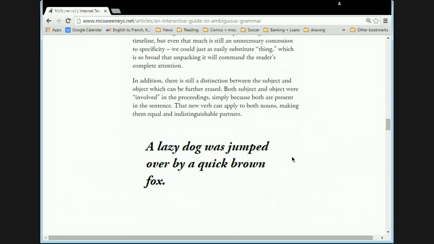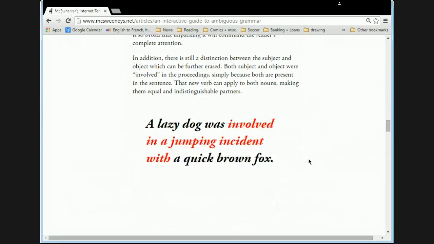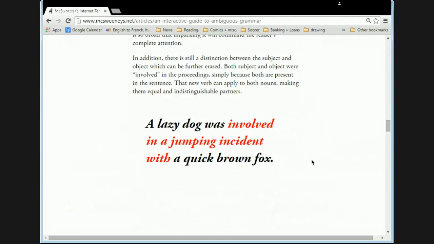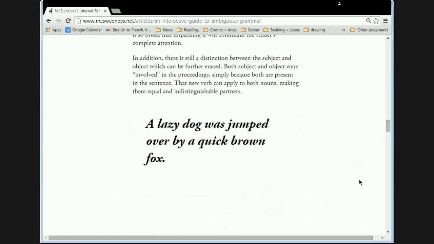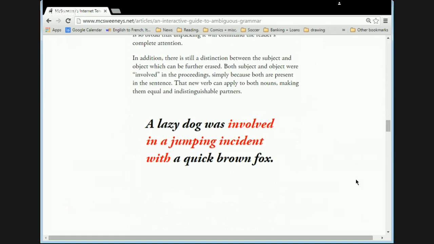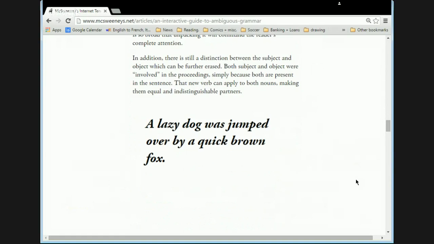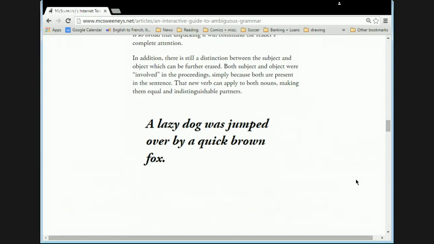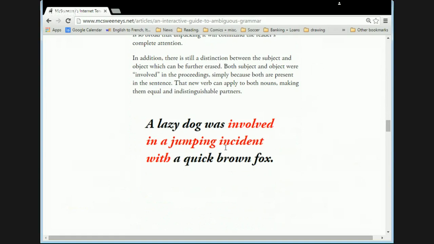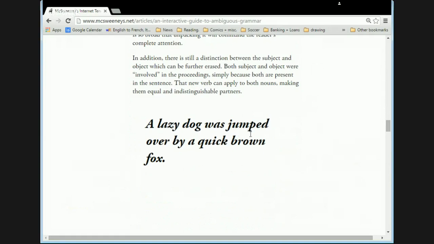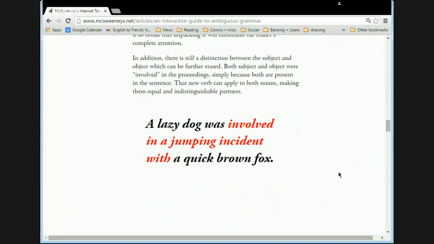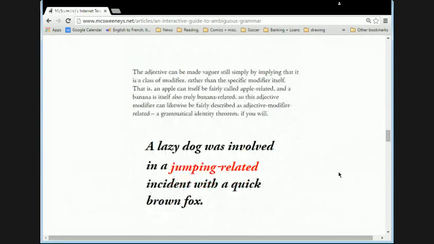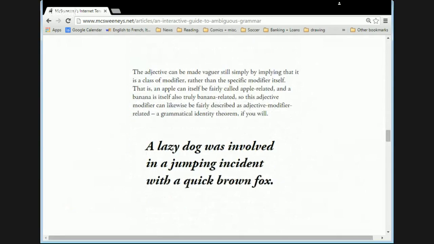And can you read the next sentence? Okay. A lazy dog was involved in a jumping incident with a quick brown fox. Good. Okay. And so again, now we have two nouns. They're both equally involved in the incident. There's something like a verb. It's really, really passive. We've got not much happening that we can really define. Giulietta, can you read the next part?